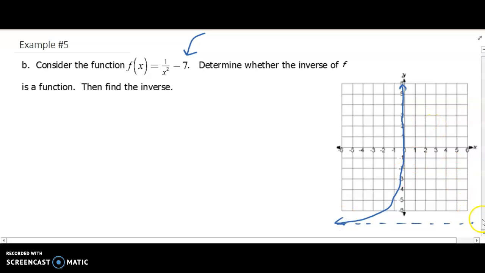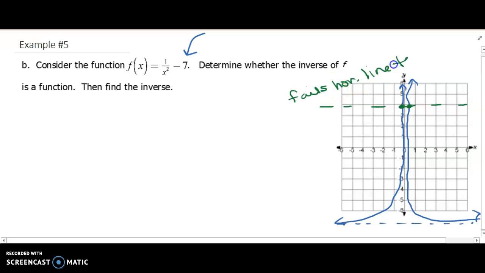And then it does the same thing on this side too. And then it rises all the way up. Okay, so that's what the graph of y equals x squared minus 7 looks like. All right, so notice if I draw a horizontal line here, I would cross that graph at 2 points. Okay, so immediately it fails the horizontal line test.